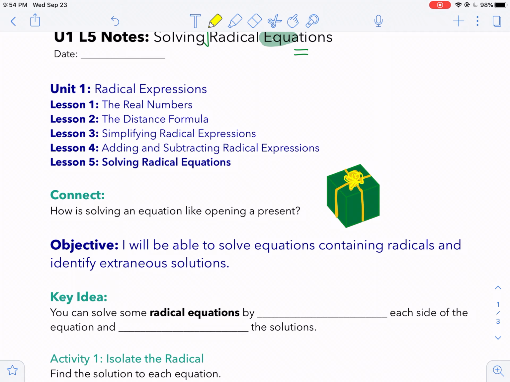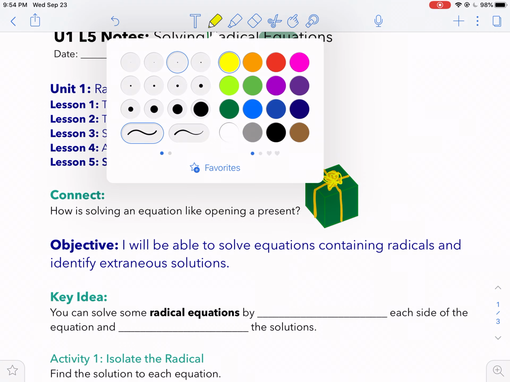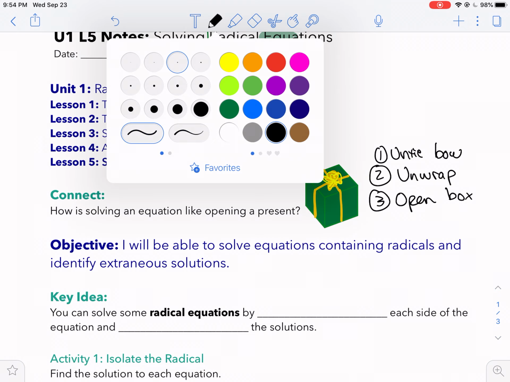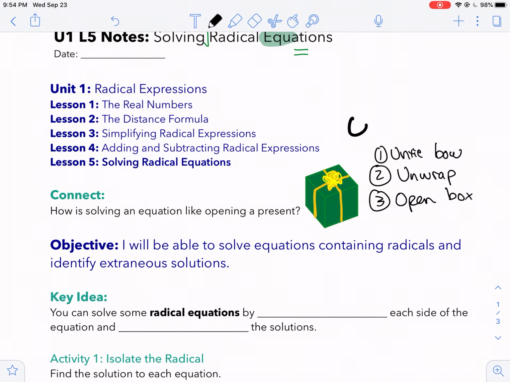Okay, so how do we open a present? Well, our first step is you need to untie the bow, right? And then we need to take off the wrapping paper, so unwrap. And then finally, we need to open the box and see what's inside. So there's an order here. The key idea is that order matters. Order is important. So we're going to keep order in mind as we solve our steps.